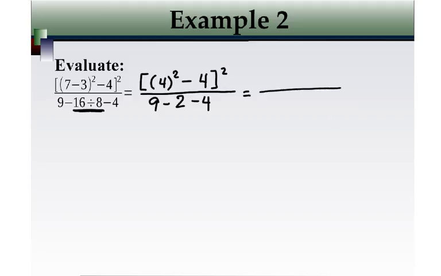Alright, coming back to the numerator, let's simplify some more. We got 4 squared, which needs to be simplified first before we subtract a 4 from it. 4 squared is 16. Then just rewrite everything else. And then in the denominator, we can do the 9 minus 2 minus 4, which gives us a 3.